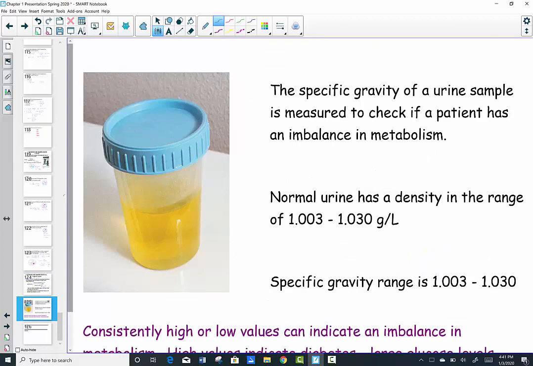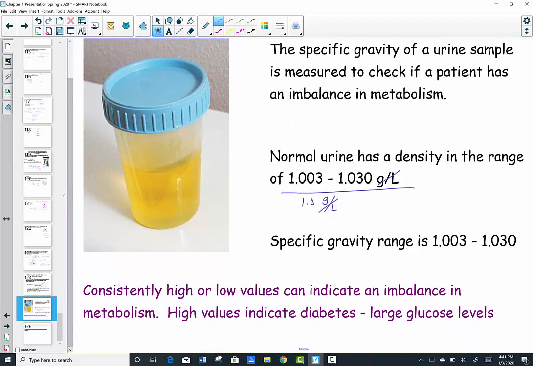The specific gravity of urine, for example, is measured to check if a patient has an imbalance in their metabolism. If a normal urine range has a density in the range of 1.003 to 1.030 gram per liter, notice it has the exact same specific gravity range because we're simply comparing these numbers to that of water. Those units cancel and you've converted density into specific gravity. The exact same number, but no units. Consistently high or low levels can indicate an imbalance in your metabolism, indicating perhaps the presence of diabetes if your glucose levels are high over a span of time.